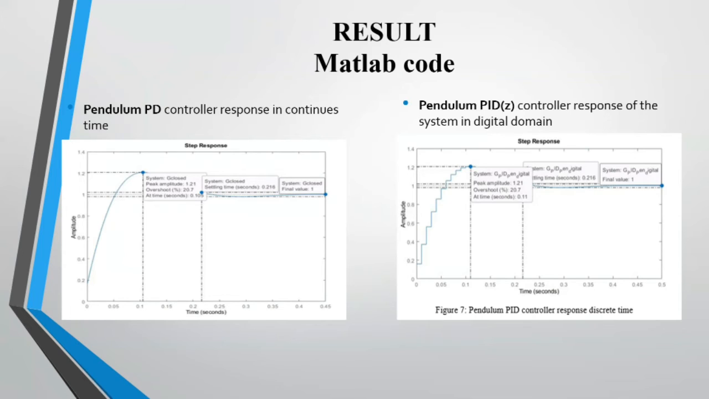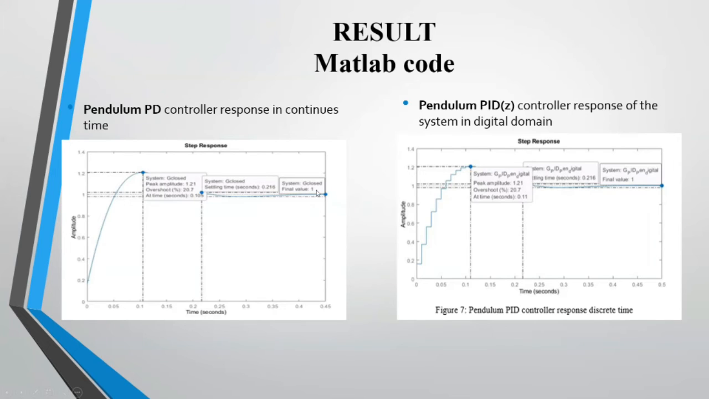Thank you, Carlos. So moving on to the MATLAB results. First, we see here the pendulum PID controller response in continuous time. We can see the system has an overshoot of 20.7 and a peak amplitude of 1.21. Our final value is 1. So we have a settling time of 0.216.